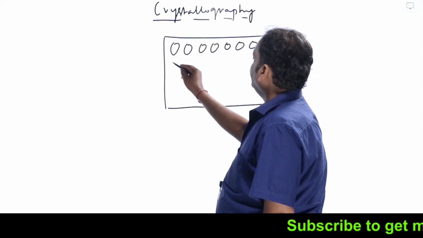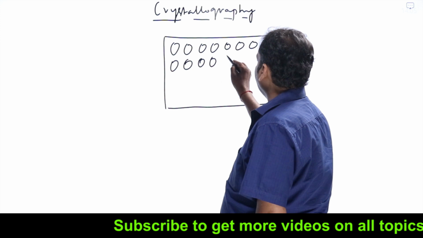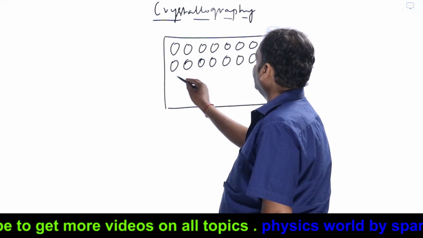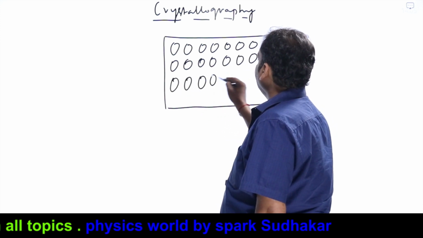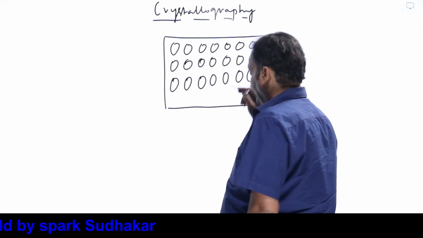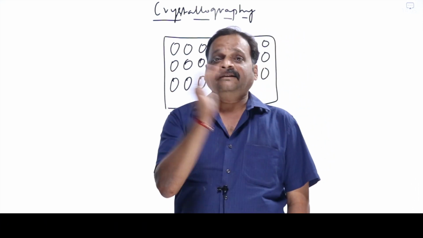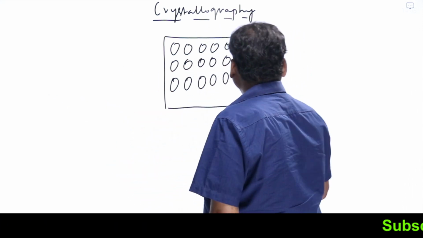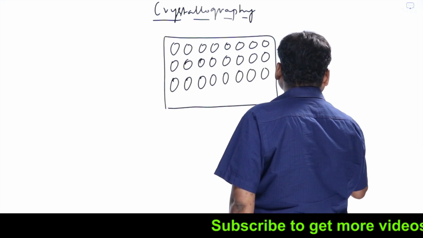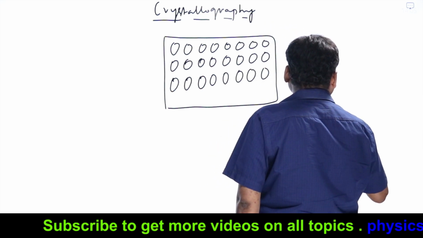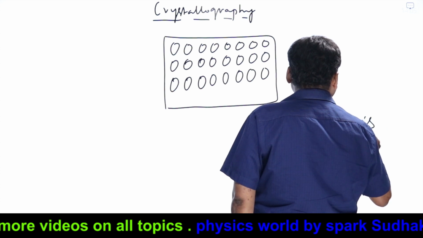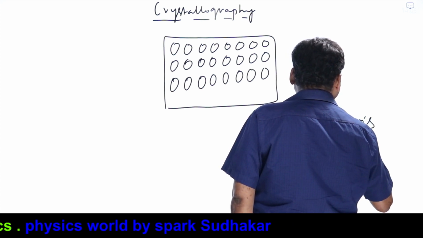Now, in order to understand or analyze the crystal structure, what I do is, I will divide the crystal into two parts. One is lattice, the other one is basis. Lattice and basis. What is a lattice? Basis or motif, also we call it.